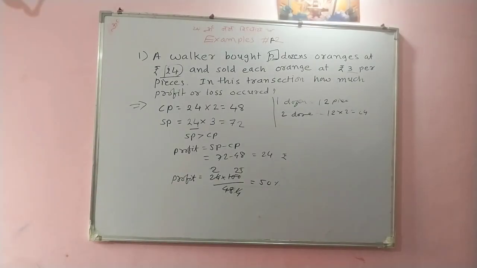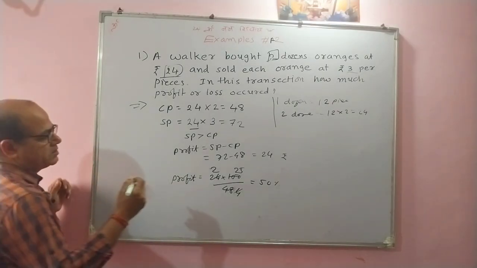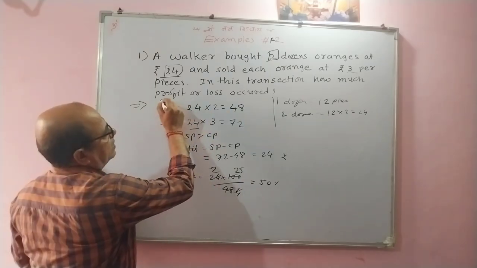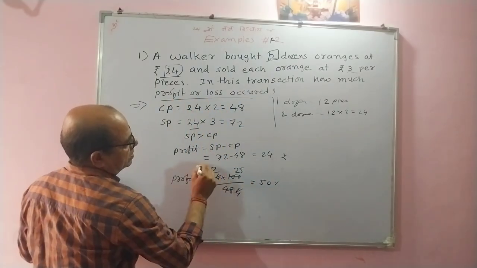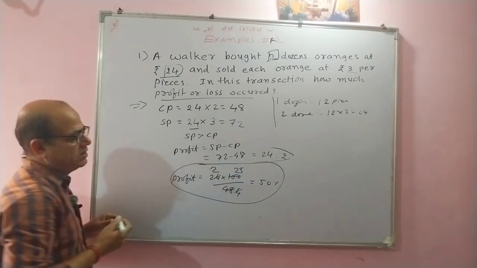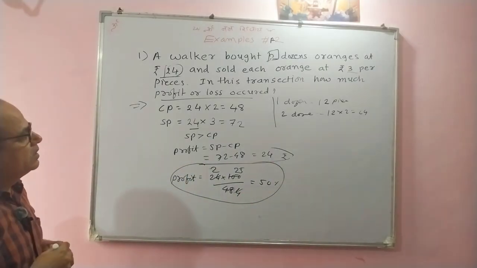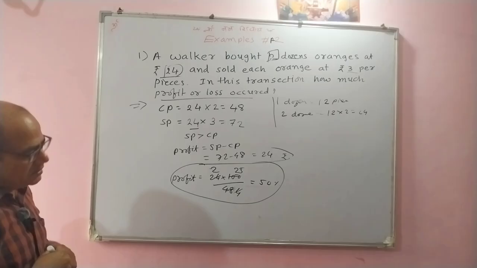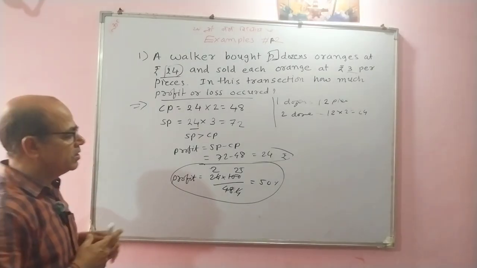So this way you can get the answer here, but the question is only up to profit. So our answer is up to here only. This I have done extra. Okay. Now next example.